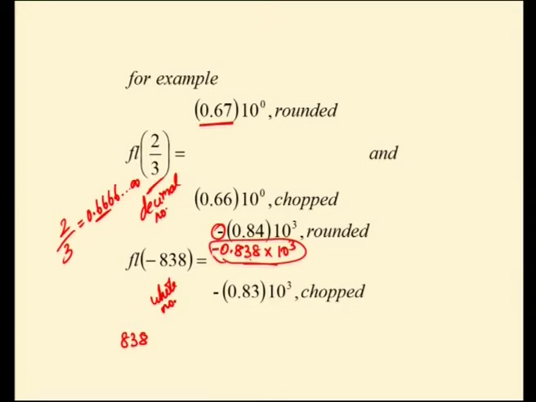When you want to round it off, it is taken as minus 0.84 into 10 cube. So here minus is the sign, and 0.84 is the mantissa and 10 power cube is the exponent part. Okay. And if you want to chop it off, the last digit should be taken out. So, minus 0.83 into 10 cube is the chopped number.